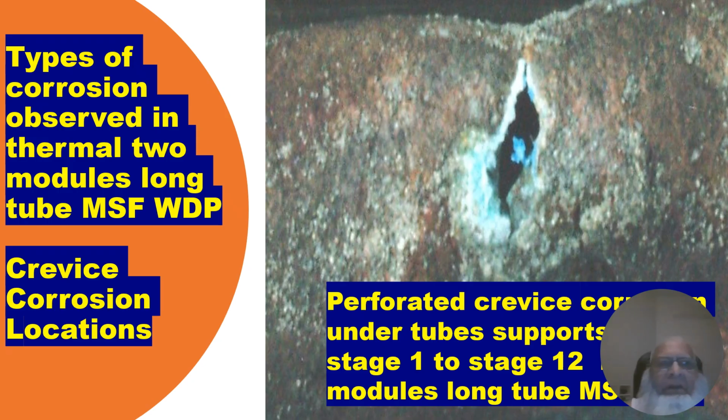This slide is a continuation of the previous slide, shows the location where crevice corrosion was observed in two modules long tubes MSF WDP. It shows the crevice corrosion is so bad that it has perforated right under tube supports from stage 1 to stage 12 in two modules long tube MSF plant.